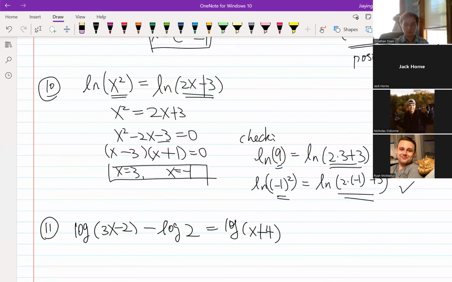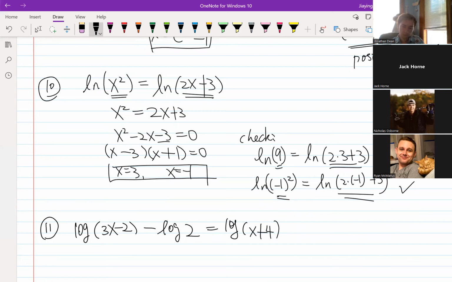So I have 3 logs, 2 on the left side, 1 on the right side, and then I have 2 logs with x in it, 1 on the left, 1 on the right. So what do I do? Well, the trick here is that if we have multiple logs on the same side with the same base, obviously, we can bring them together by using one of the properties.